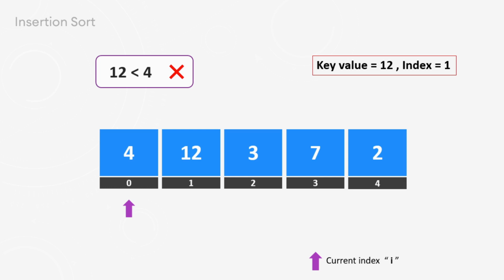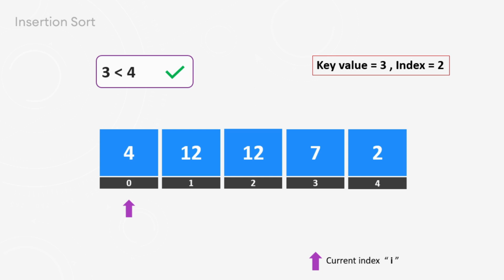Now pick the next key element. Now my new key element is 3. Start comparing from the left. 3 is smaller than 12. That is, my key element is smaller than the value at index I. If the condition is true, copy the value at index I to the right. Now decrement I.